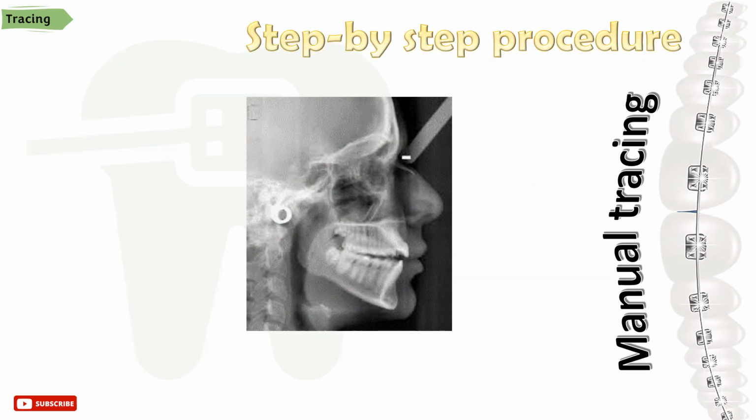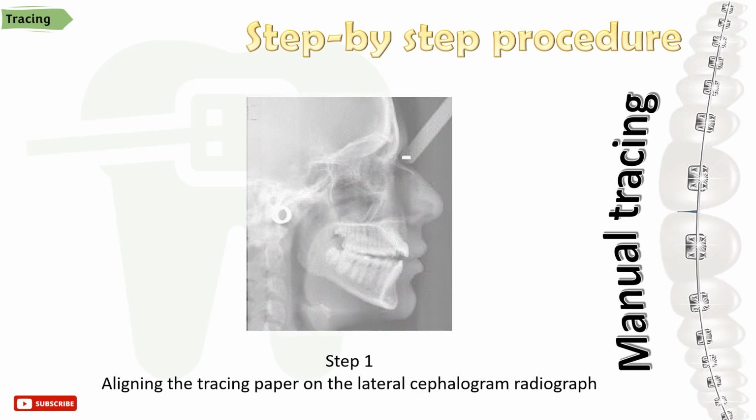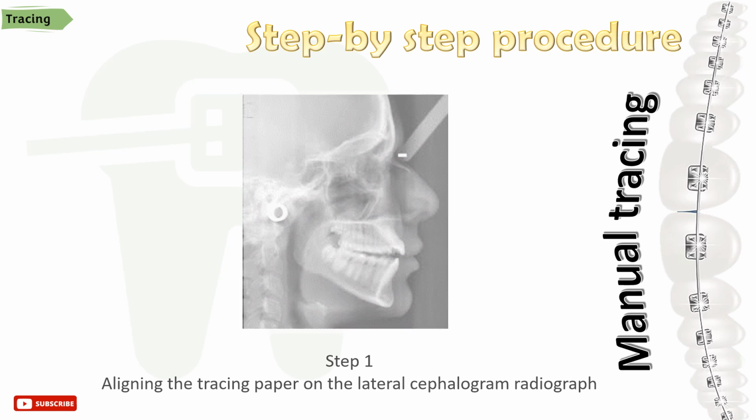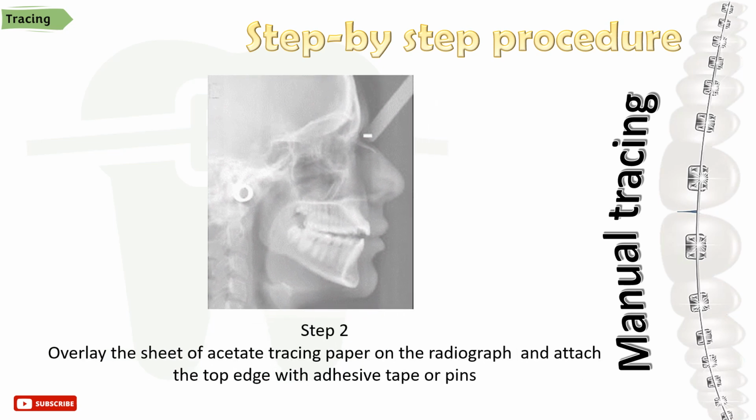Step number 1. Perfectly align the tracing paper on the lateral cephalogram film. Step 2. Overlay the sheet of acetate tracing paper on the radiograph and attach the top edges with adhesive tape or pins so it doesn't move.